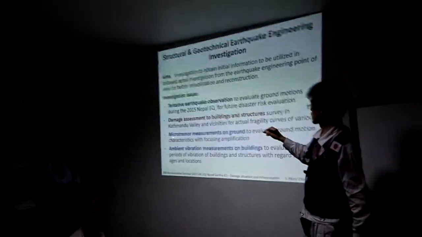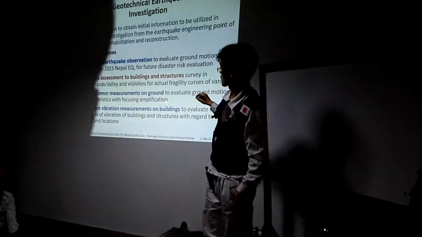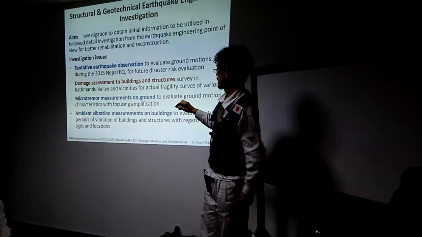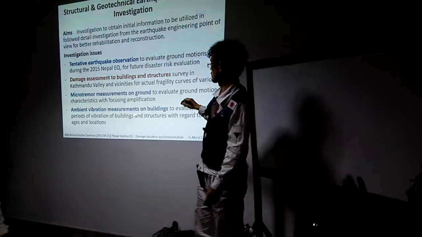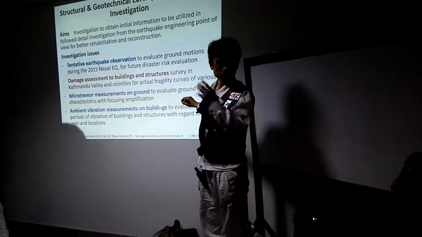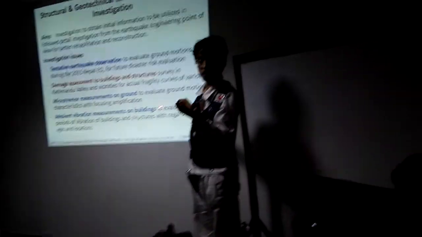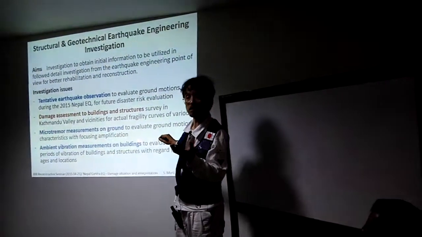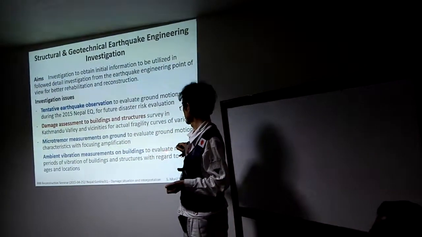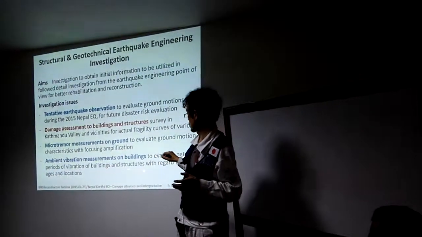And the third one is the microtremor measurement of ground. This is to evaluate ground motion characteristics with a focus on application. That is what we will talk about. And then lastly, ambient vibration measurement on buildings. So, as I said previously, the natural period of structures is the basic variable for the damage, to evaluate the natural period of vibration of buildings and structures.